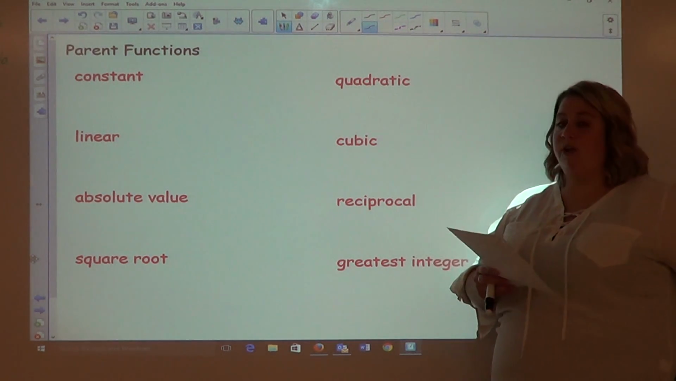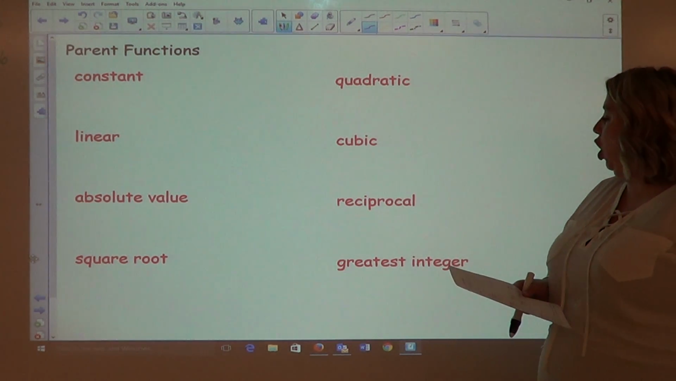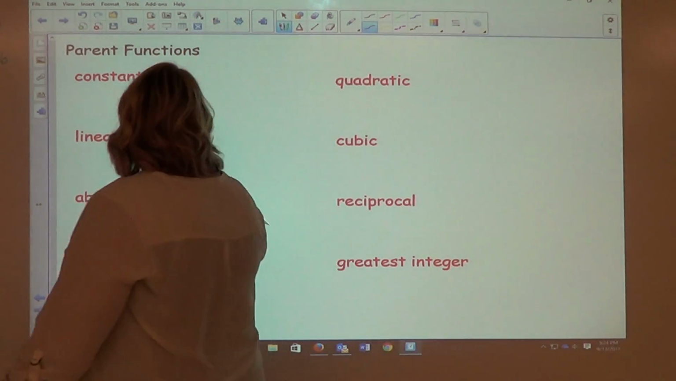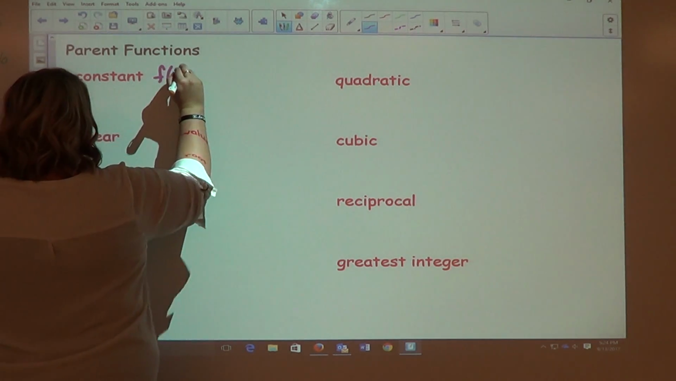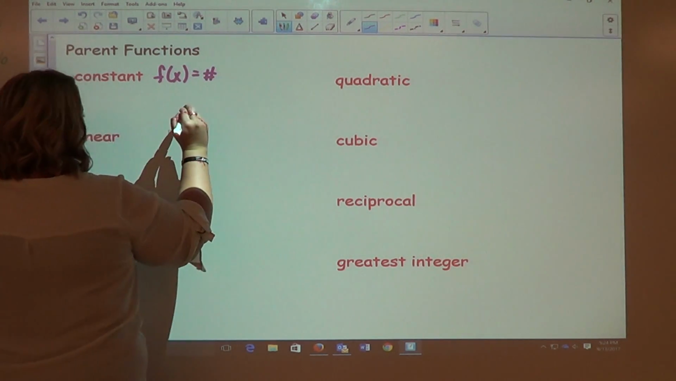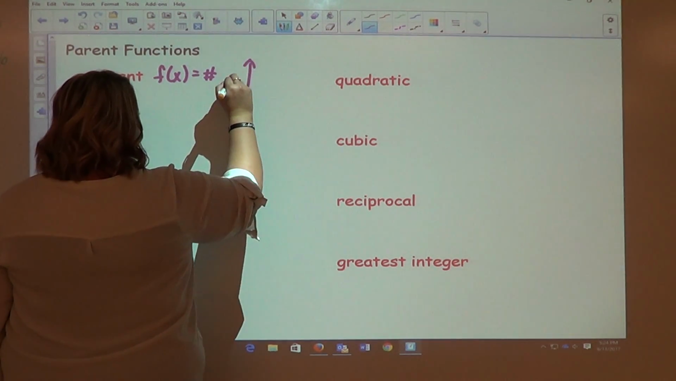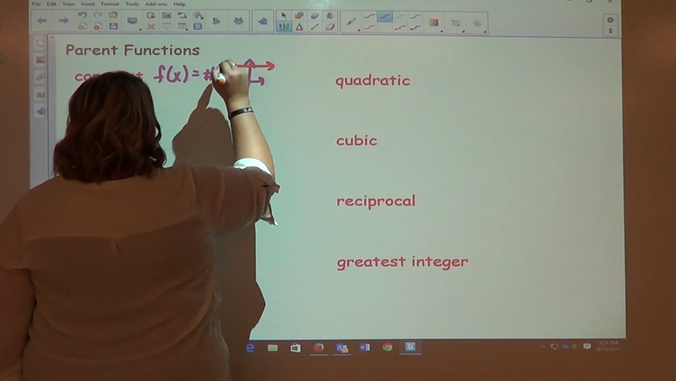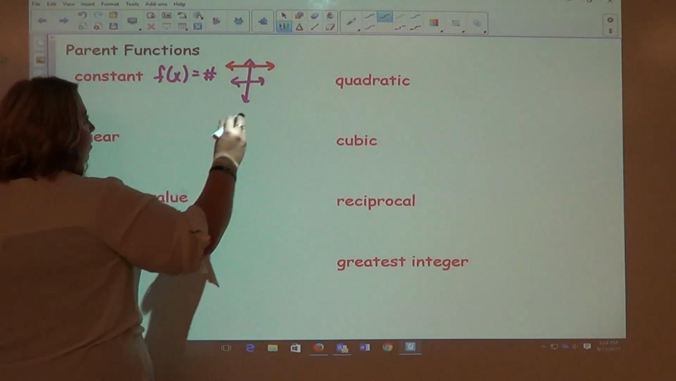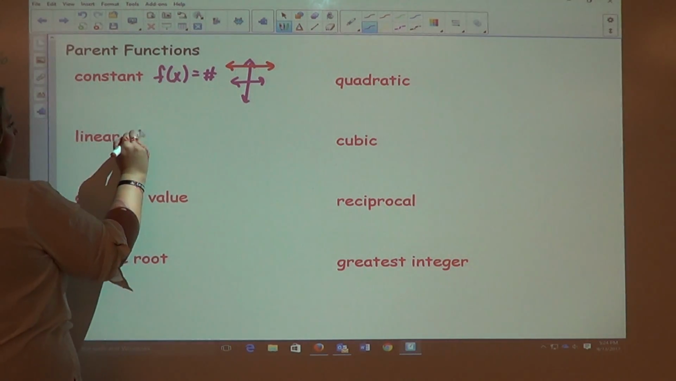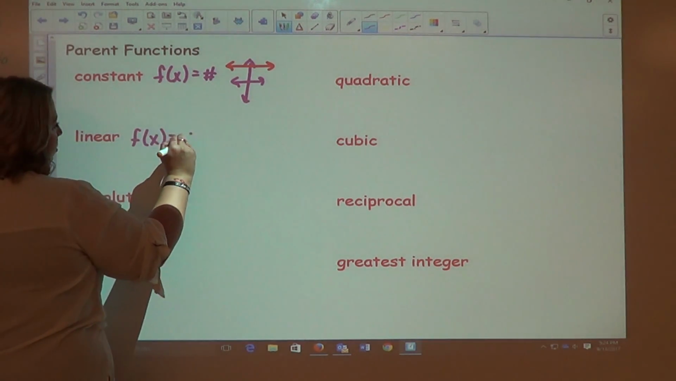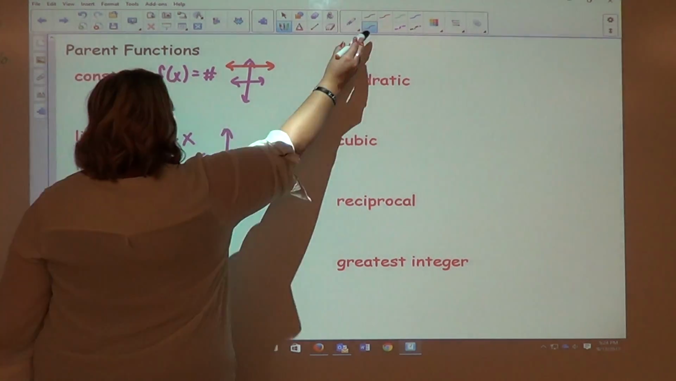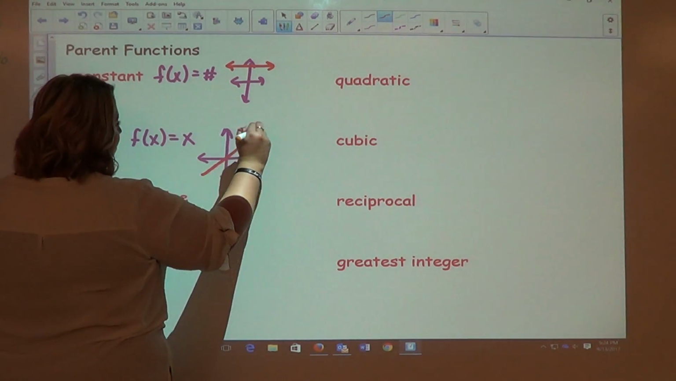The next part are your parent functions. These should all be familiar from Algebra 2. So your constant is when you just have it equal to a number. And when you're looking at a graph, if it's equal to a number, that means you're going to have a horizontal line. Okay, parent function for linear is equal to x. When you're looking at a regular graph, this is when you're making the straight, but it's a diagonal line.